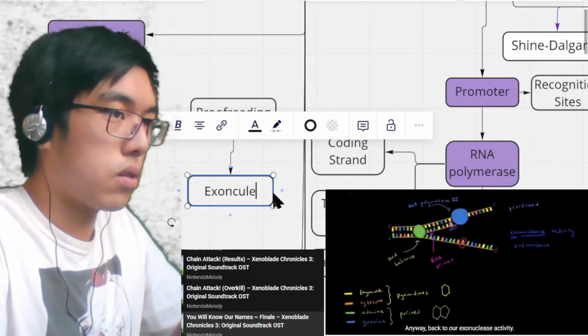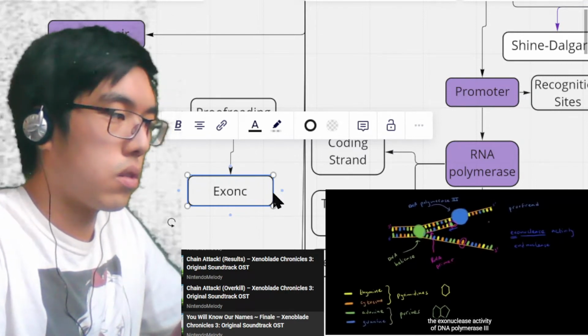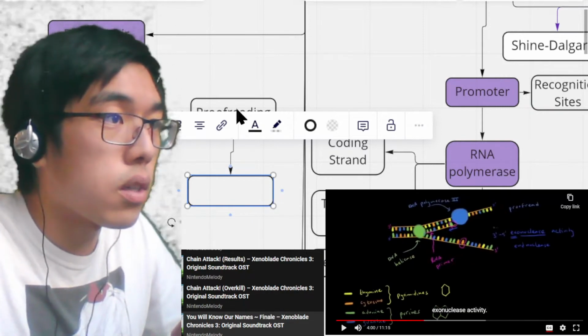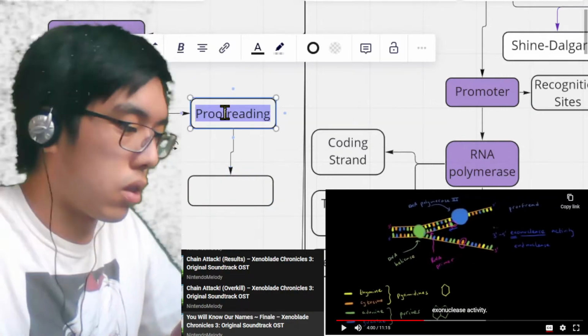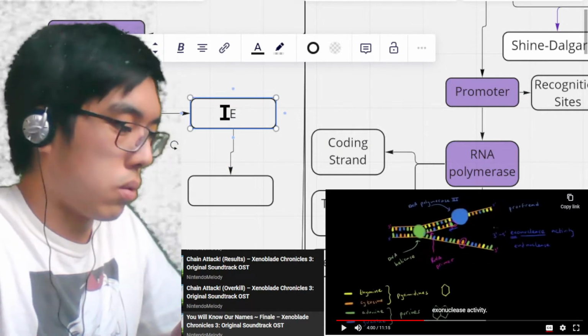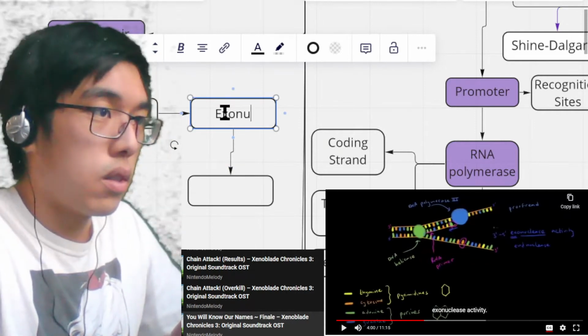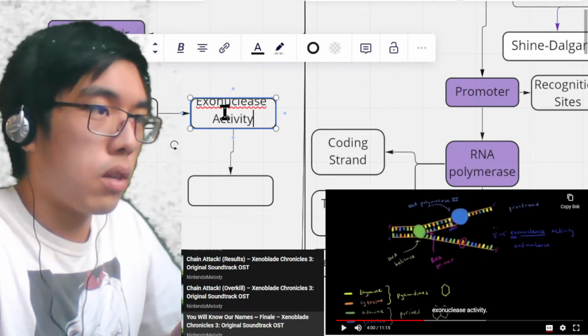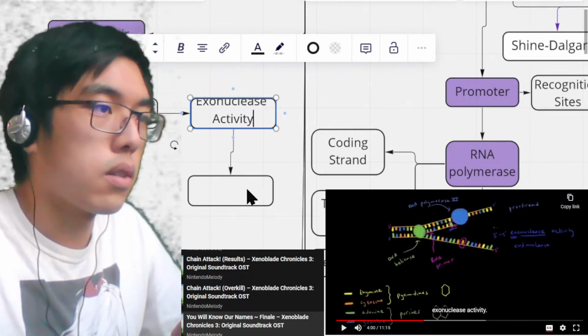Anyway, back to our exonuclease activity. If we want to be more specific, the exonuclease activity of DNA polymerase 3 is actually 3' to 5'. My logic tree is not working here. Hold up. This is wrong. This needs to be exonuclease activity, which is a form of proofreading.